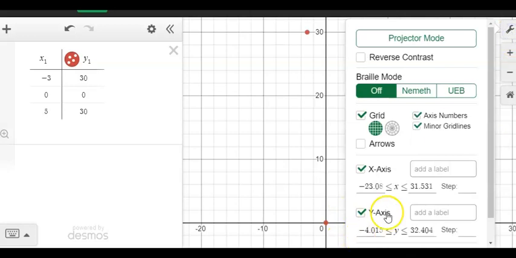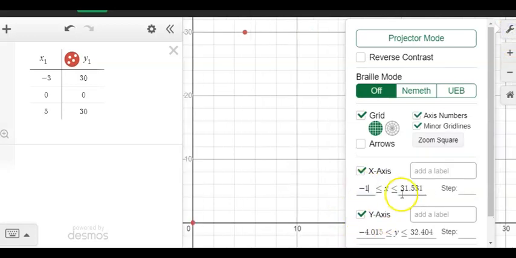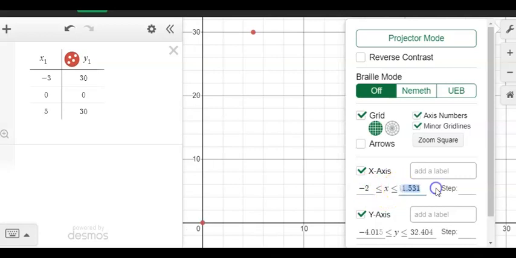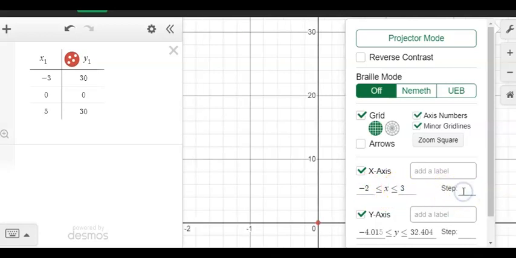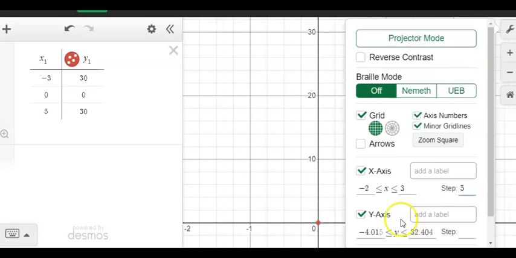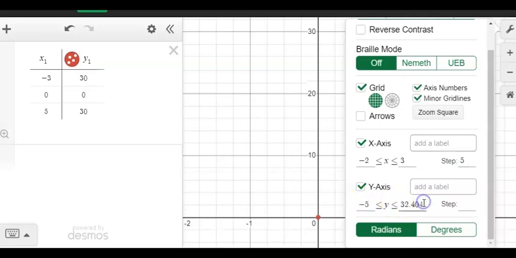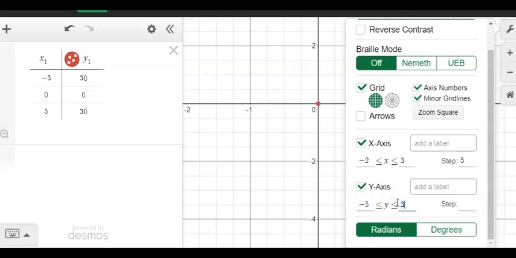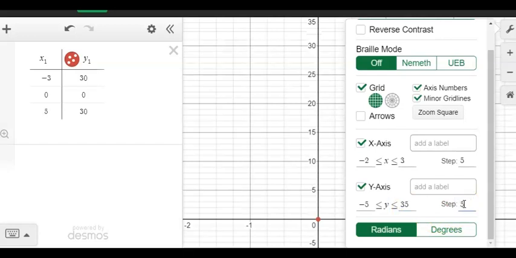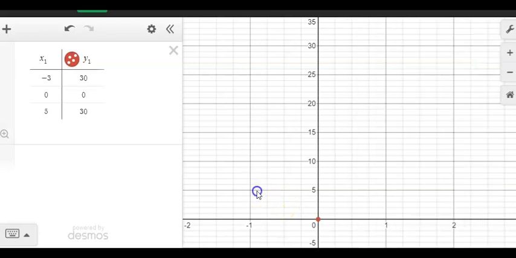I don't know. Let's take our x minimum and bring it way in. Let's say negative 1, or negative 2 to 3, and we'll count by 5s. Now for our y's, we do have to go to 30. So we'll say negative 5 to 35. Let me count by 5. And then you'll be able to see these points because you've got to go to at least 30 to see them. All right.